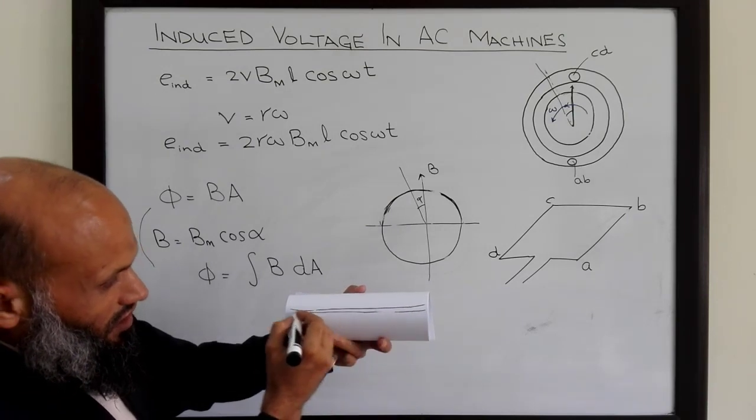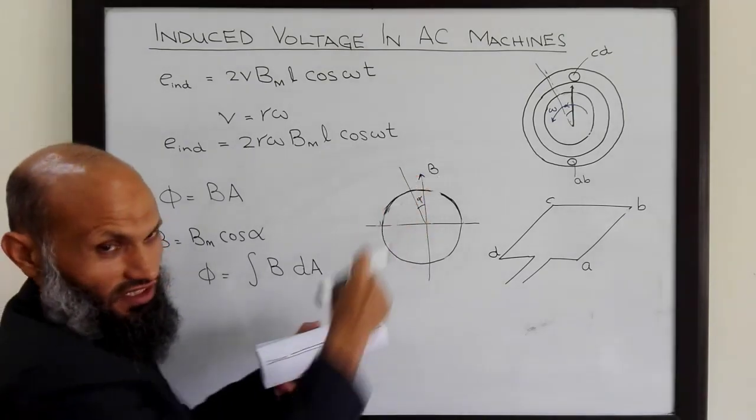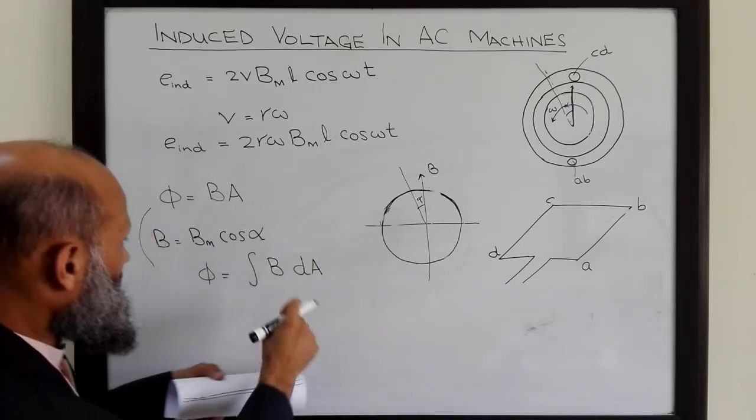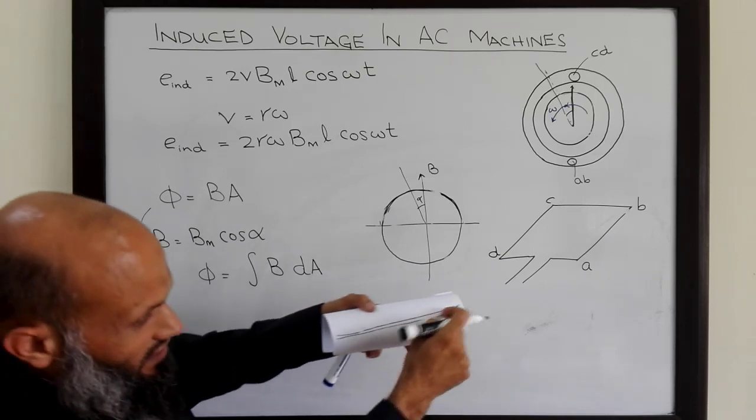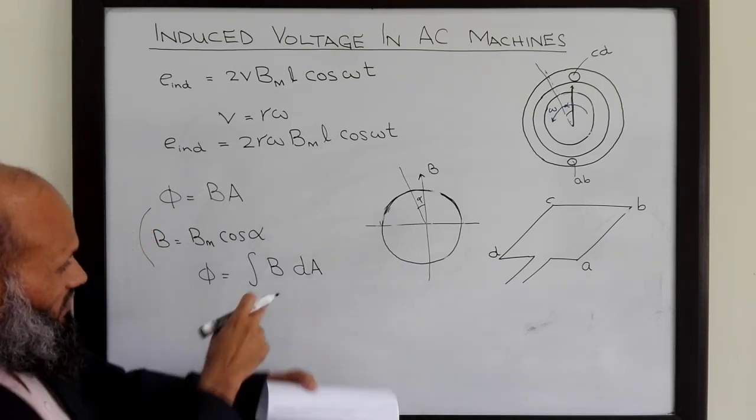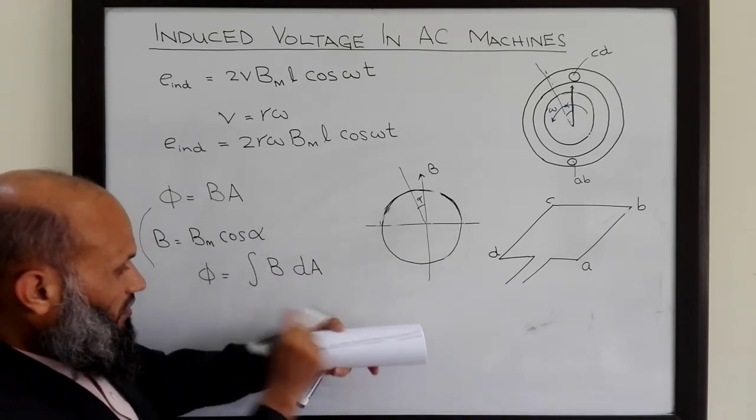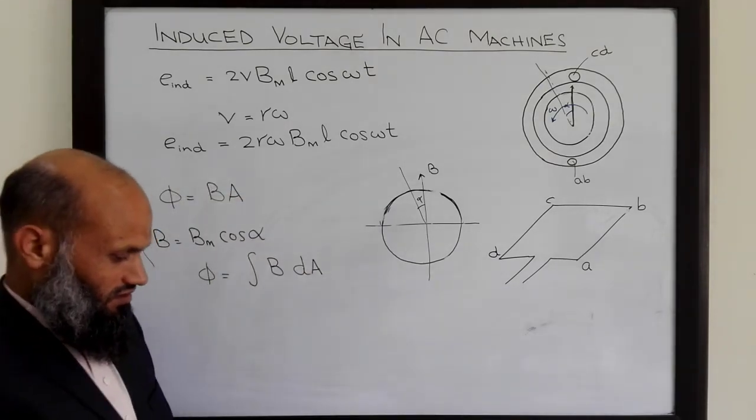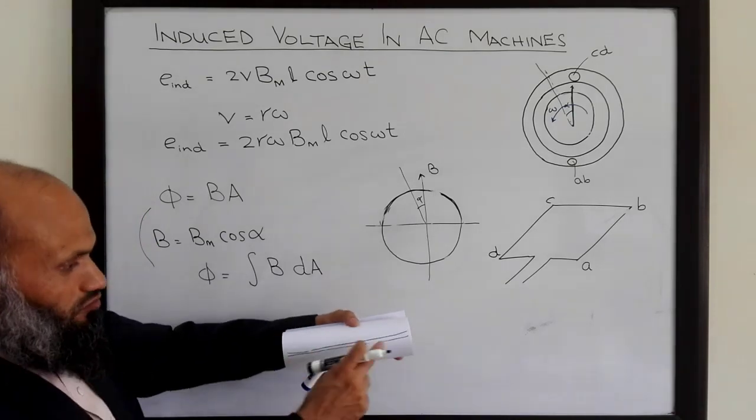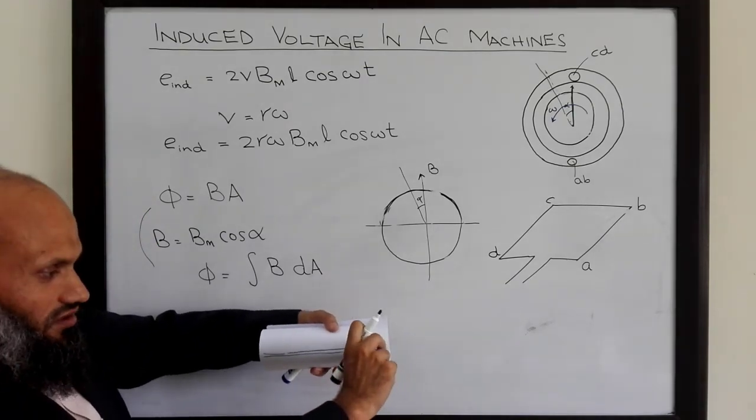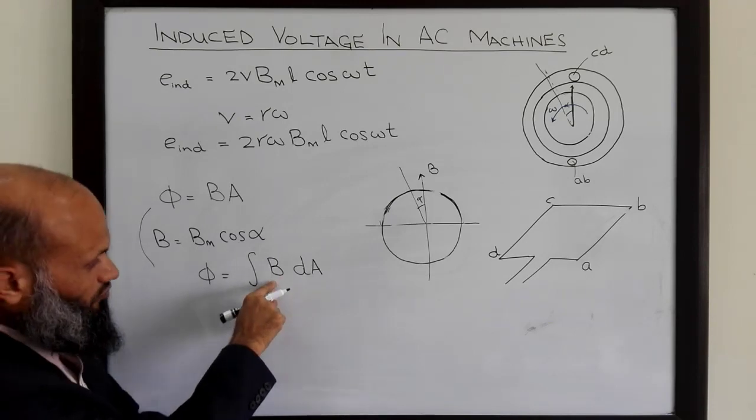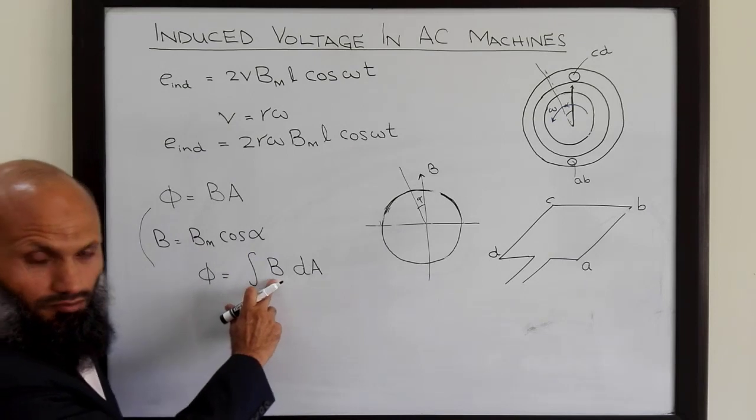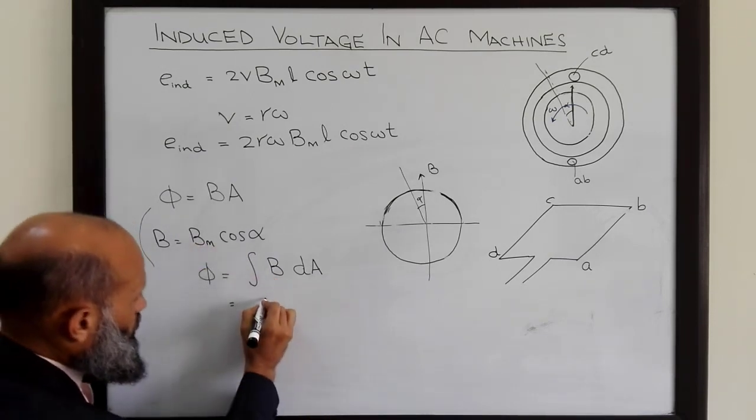Strips of length equal to the length of the cylinder, and this differential length. The area of this strip is dA multiplied by the flux density in this area. Here in this small differential area we can assume that B remains constant, so we take B multiplied by the differential area and then integrate it, where B is equal to Bm cosine alpha.